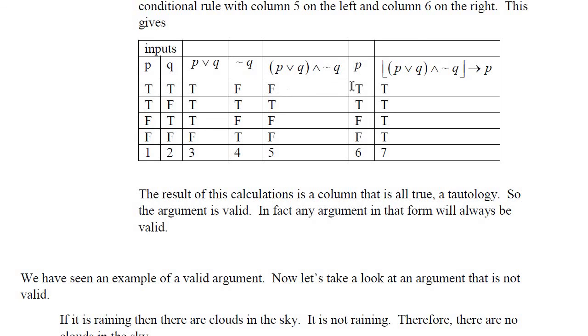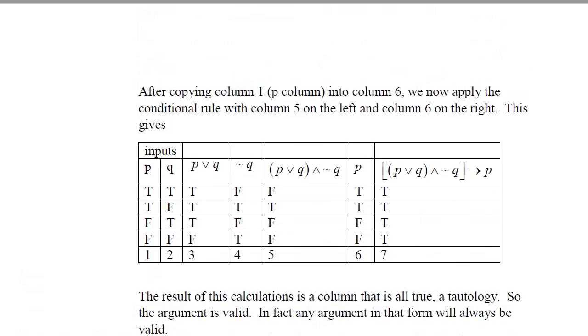So if I have a false pointing towards a true, that gives me true. If I have a true pointing towards a true, that gives me a true. If I have a false pointing towards a false, that gives me a true. So this final column over here, this is all trues, which makes it a tautology. And since this is a tautology, then this is a valid argument. So any argument in this format is going to be a valid argument.